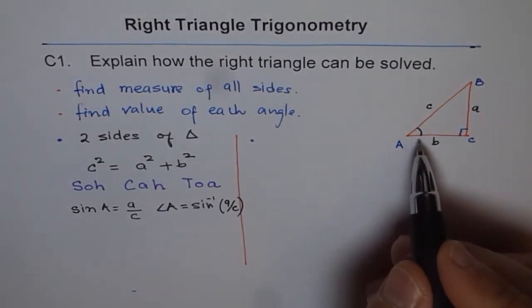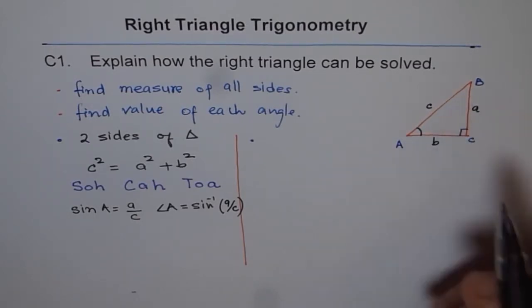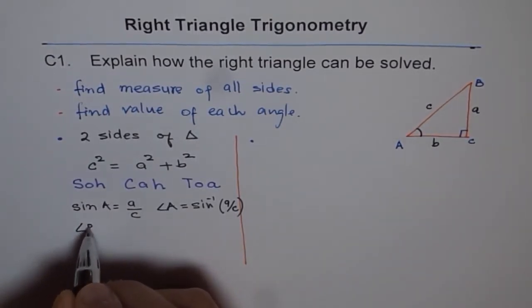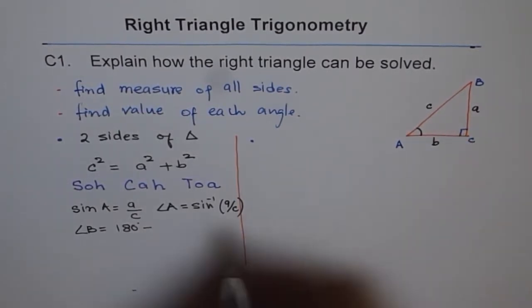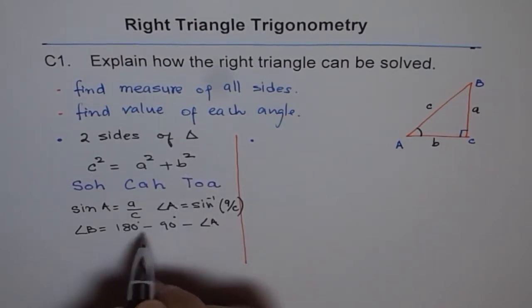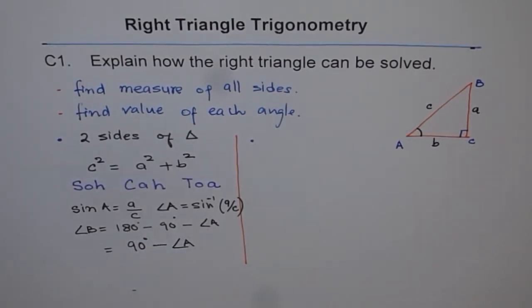Once you find an angle, then you can find the other angle, because the sum of the three angles is 180, correct? So angle B will be equal to 180 degrees minus 90 degrees minus angle A, right? Now 180 minus 90 is 90 degrees, so we can find 90 degrees minus angle A, right? We also say that angles A and B are complementary, right? So they are complementary angles, and we can always find B.